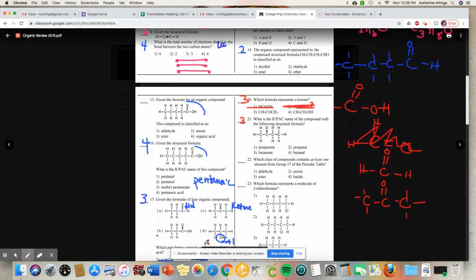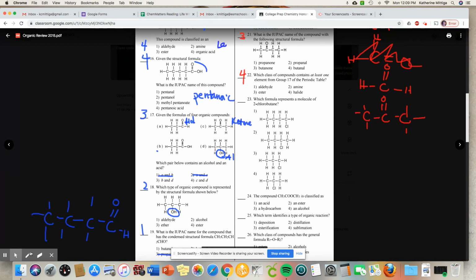Which class of compounds contains at least 1 element from group 17? Group 17, those are called the halogens. So these are the halides, halogens. That would be fluoro, bromo, iodo, and chloro.